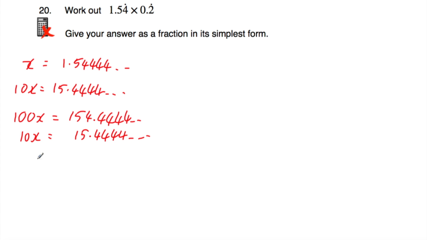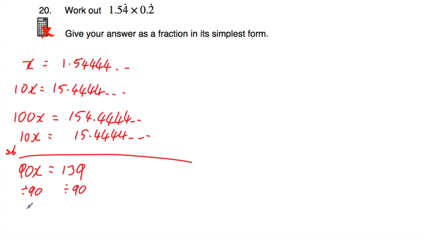15.444 and so on. And if we subtract, 100x take away 10x is 90x, and on the right hand side we have 154.444, we're taking away 15.444, so that would leave us with 139. And if we divide both sides here by 90, we'll find that x is equal to 139 over 90. So that means that 1.54444 and so on is 139 90ths.